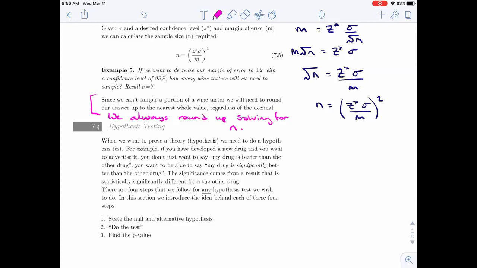Right, because we need whole values. So of course, if I get you to do that, that's going to be half a mark. Did you remember that you have to bump it up to a whole value? And did you remember that you have to round up? Right, always rounding up. Okay.